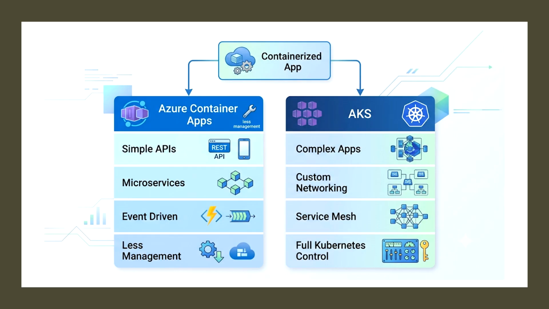So if you are going for Azure Container Apps, it can be used for simple APIs, whereas Azure Kubernetes Service is used in case of complex apps. Generally, we go for Azure Container Apps for microservices. If we need custom networking, then we prefer AKS. Azure Container Apps are event driven. However, AKS has service mesh. Because we are using it in the simplest form, we have less management over here, and in AKS, we would require the full Kubernetes control.